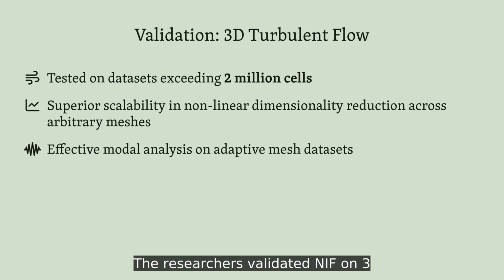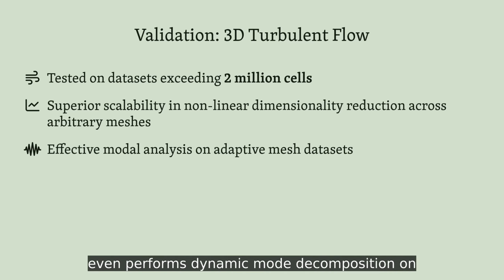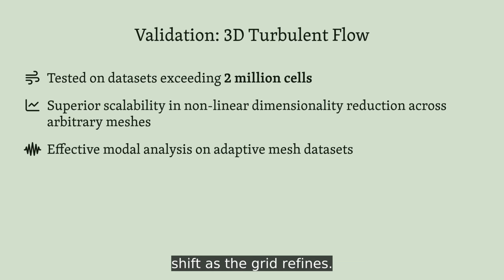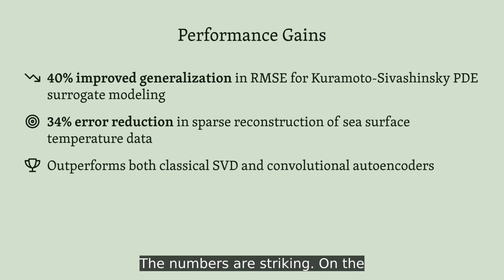The researchers validated NIF on three-dimensional turbulent flow with over 2 million cells, where autoencoders choke on mesh variability. NIF scales smoothly. It even performs dynamic mode decomposition on adaptive meshes, capturing flow features that shift as the grid refines. The numbers are striking.